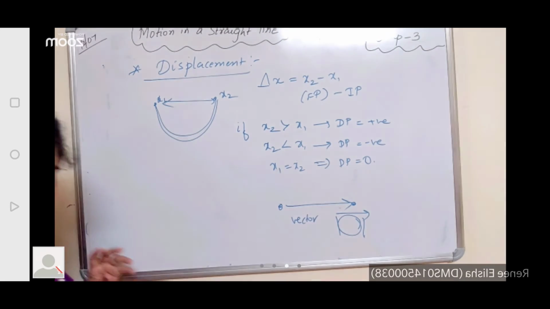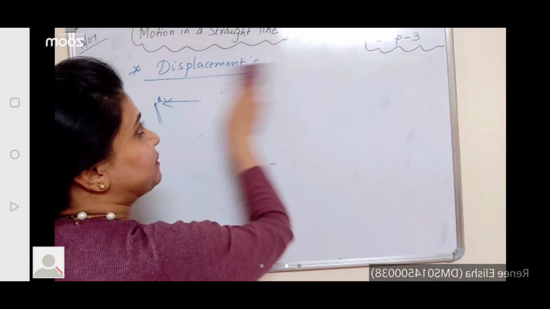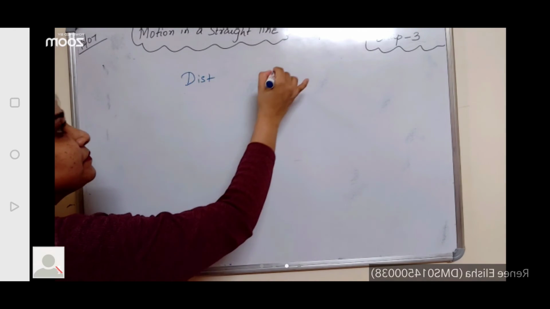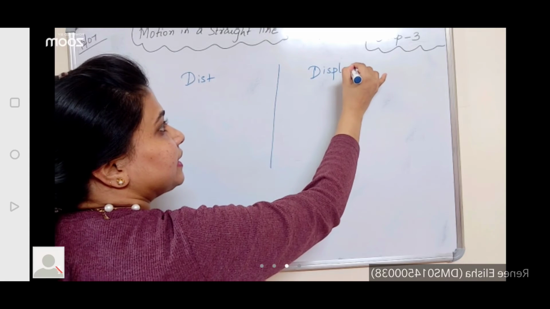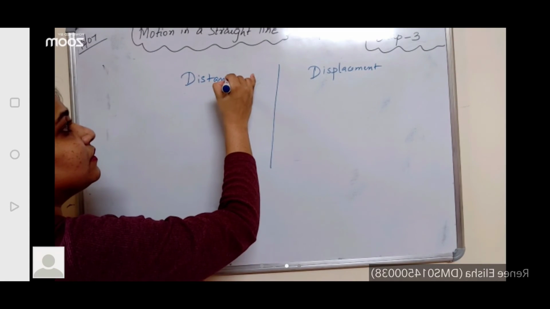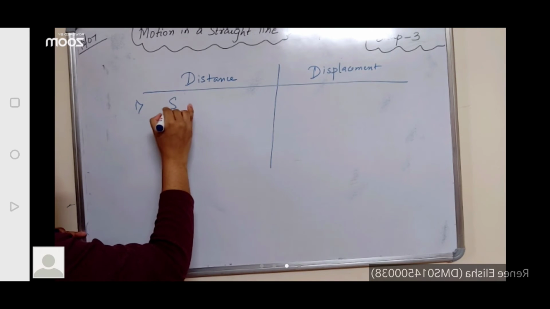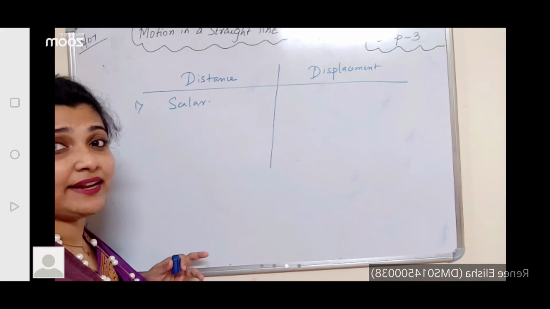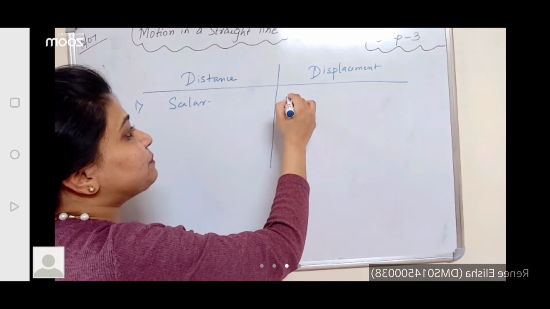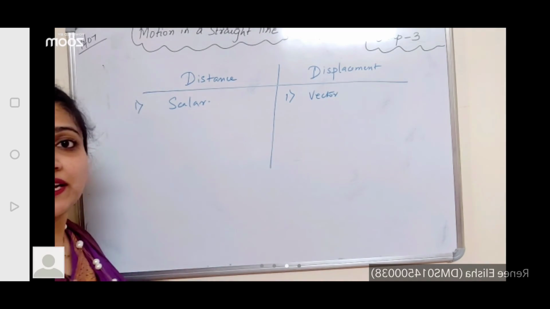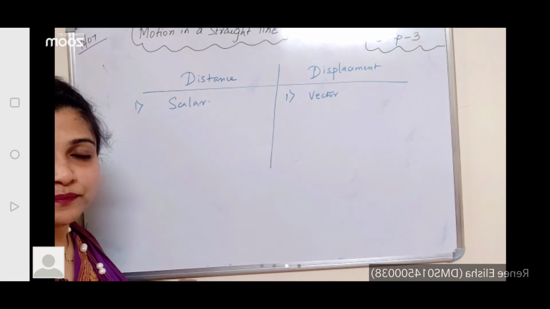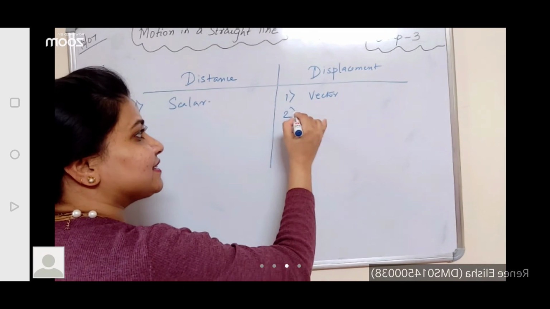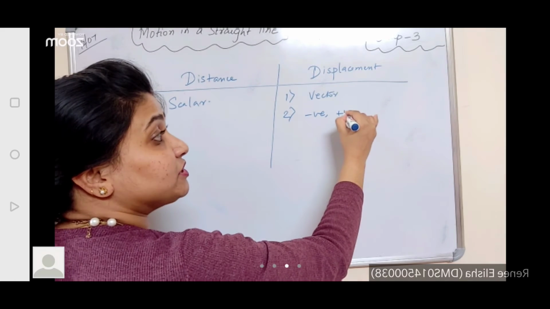Okay. Now, let us differentiate between distance and displacement. What is the difference between distance and displacement? First thing is, distance is a scalar quantity, displacement is a vector quantity. Why? Because direction is not known. In distance, I don't require direction. So that's why distance is a scalar quantity and displacement is a vector quantity, because I need to know the direction. From the fact that it is a vector, it follows that displacement can have negative values, whereas distance can't have negative values. Displacement can have negative values, positive values, and also zero.